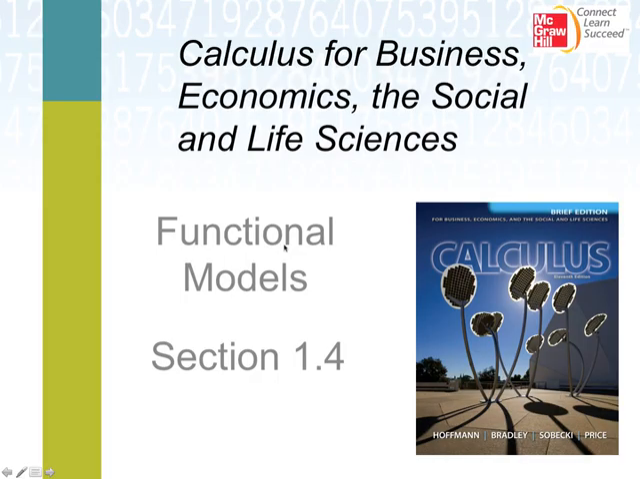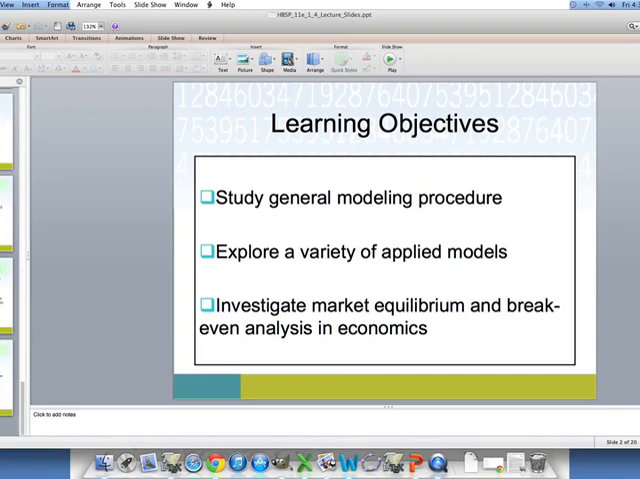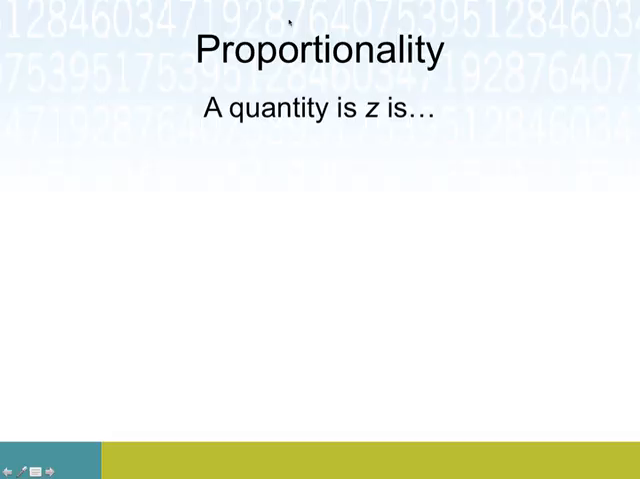Today we are talking about section 1.4, functional models. In particular, we're going to jump into the second learning objective, explore a variety of applied models, and in particular, we're going to be talking about proportionality. So when we talk about proportionality, this is one of those mathematical modeling strategies that comes up a lot in applications. So business, economics, some biology, human physiology applications involve proportionality. So it's a worthwhile thing to study.